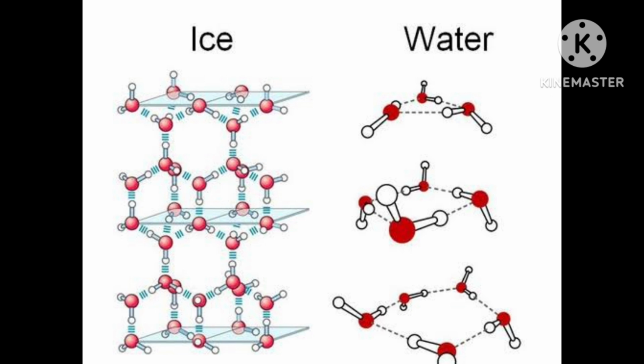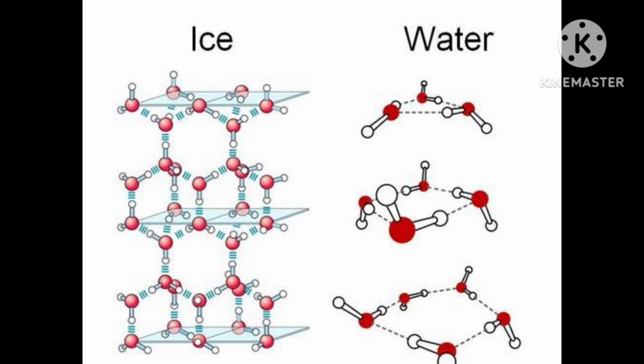Now this structure I have already given. In H2O molecules, the length of the O-H bond is 95.84 picometer, and the angle between the two O-H bonds is 104.45 degrees. This I have told about liquid water.